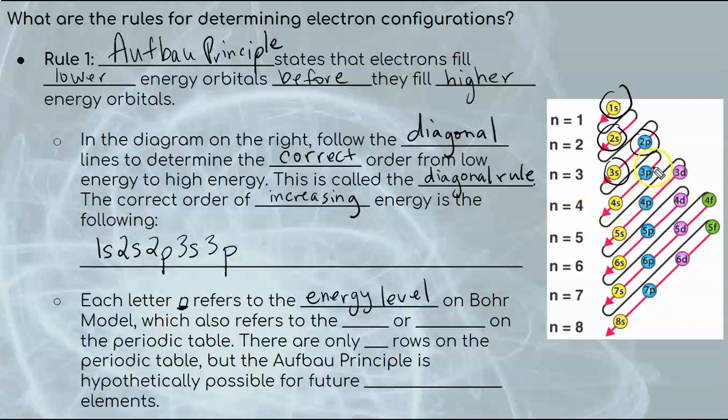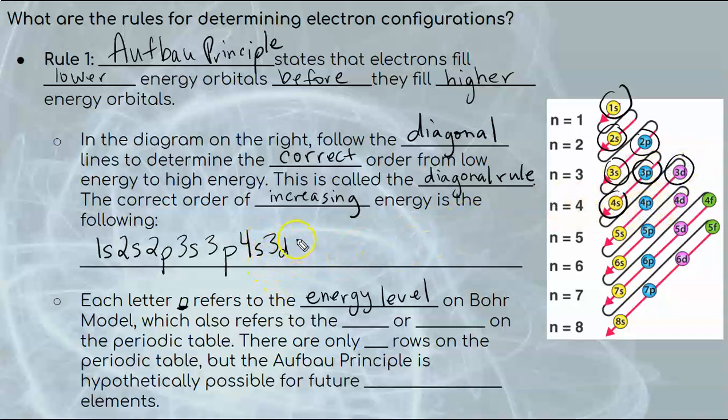But if you follow the diagonal line, it doesn't go from 3p all the way to 3d. Do you see that? It actually goes from 3p to 4s. So this is a unique characteristic of electron configurations, and that's why the Aufbau principle is important, because we really have to understand what's a low energy versus high energy. So we go from 3p to 4s, and then from 4s we go all the way to 3d. So 4s has a lower energy level than 3d.